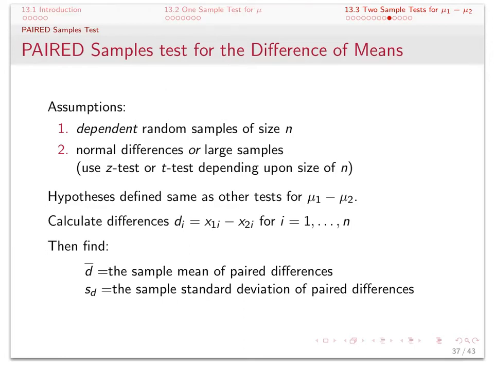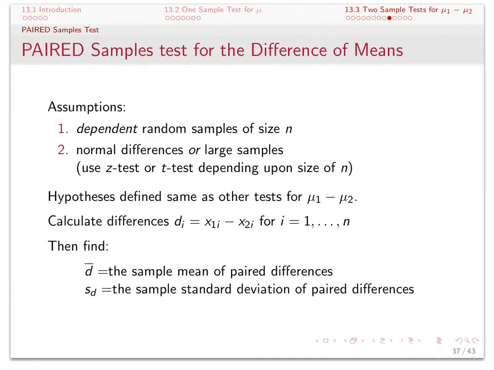Now let's consider the scenario where we can't assume that we're working with independent random samples. In particular, we're going to do what's called a paired samples test for the difference of means anytime we're working with dependent random samples. And again, an example of that might be if we're talking about a weight loss program where we want to compare the before weights with the after weights to see if there's a change.